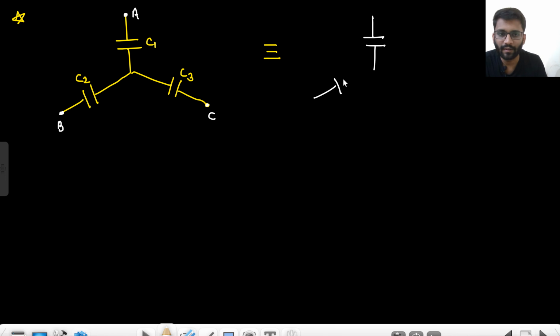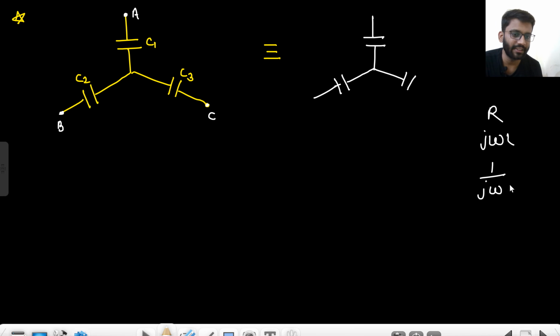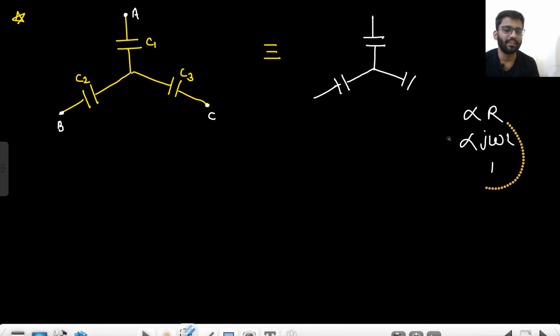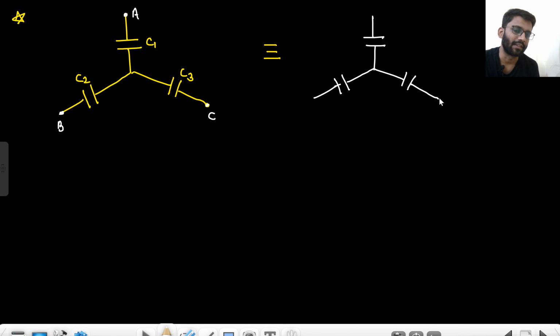Okay. So what do you think? Why is it happening with the capacitor? Because resistor provides an impedance of R, inductor provides an impedance of L, but the capacitor provides an impedance of 1 by j omega C. Here it is proportional to R, here it is proportional to L, but here it is inversely proportional to C. That's why everything is opposite with the capacitor.